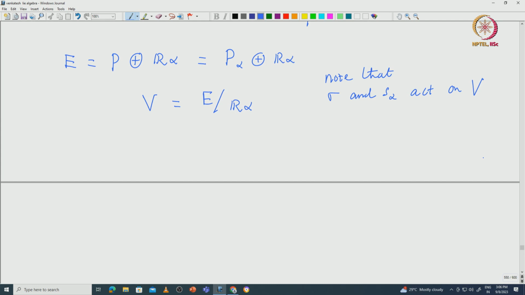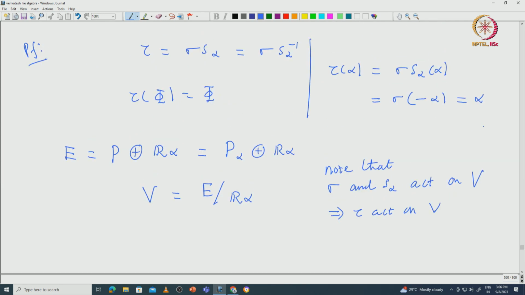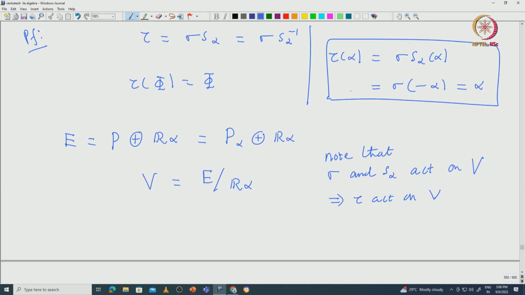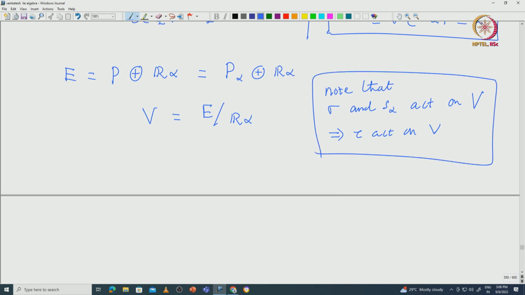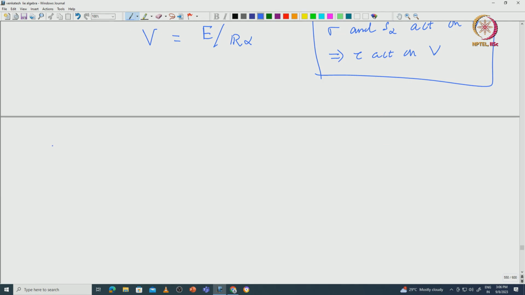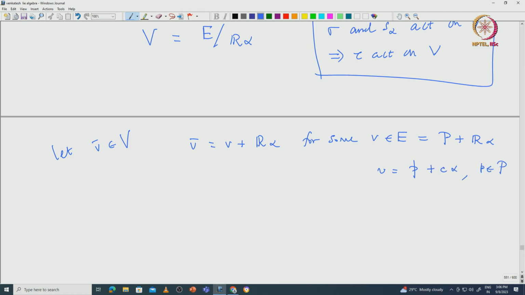Indeed, we want to compute the action of tau on this V. Note that tau of alpha is already alpha, so tau naturally acts on capital V. We will use this information and compute how tau acts on V. For that purpose, let V bar be inside capital V. Then you can write V bar as V plus R alpha for some V in capital E. Since capital E is nothing but P plus R alpha, you can write this V as some element p from P plus some c times alpha, where c is coming from R. So, V bar equals p plus R alpha.